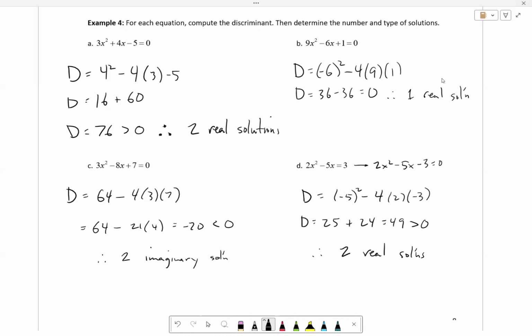Any questions? And Joseph, thank you for reminding where the discriminant comes from. It comes from the quadratic formula, that which is under the radical, but the radical doesn't come along for the ride when you're looking for the discriminant. It's just the contents of the radical.